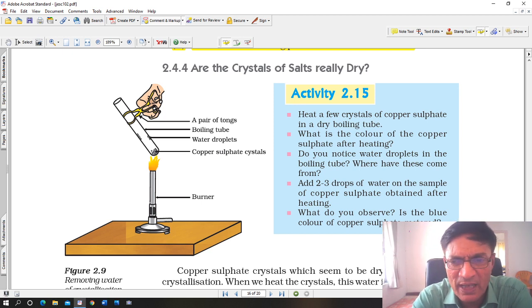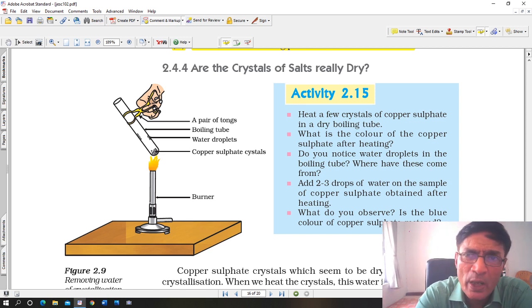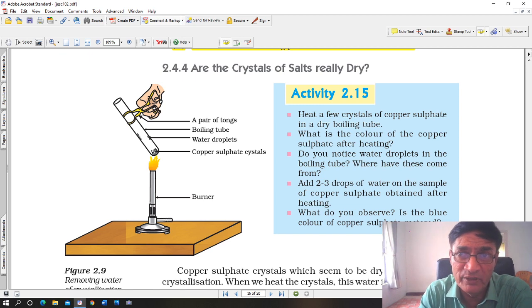The color changes slightly from dark blue to a lighter color. Do you notice water droplets in the boiling tube? Where have these come from? From the copper sulfate itself. Add 2 to 3 drops of water on the sample of copper sulfate obtained after heating. What do you observe? Is the blue color of copper sulfate restored? Yes. As soon as you add water to it, it will again become bluish in color, otherwise it will stay whitish without the water.